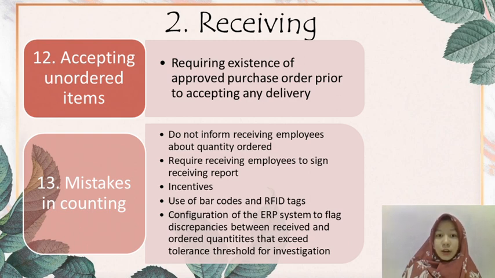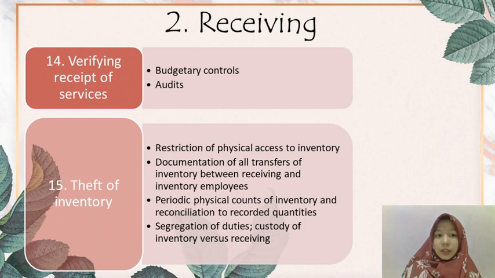The solutions are not informing receiving employees about the quantity ordered, requiring receiving employees to sign the receiving report, incentives, use of barcodes and RFID tags, and configuration of the ERP system to flag discrepancies between received and ordered quantities that exceed a tolerance threshold for investigation. Next is verifying receipt of services. The solutions are budgetary controls and audits.